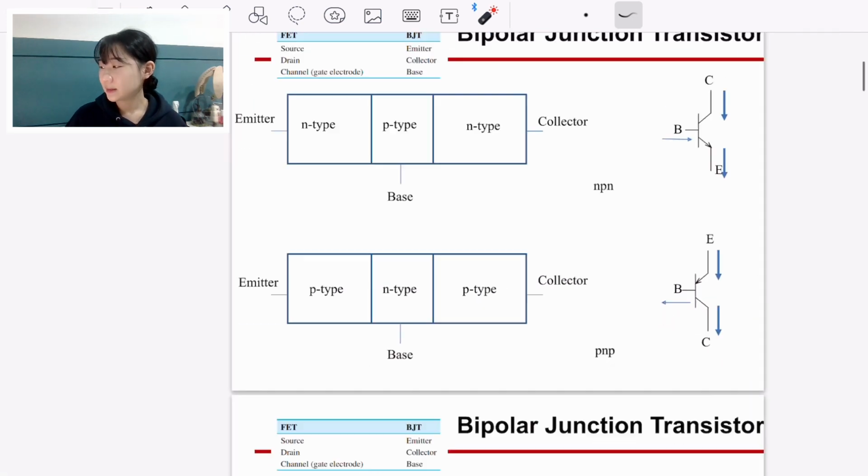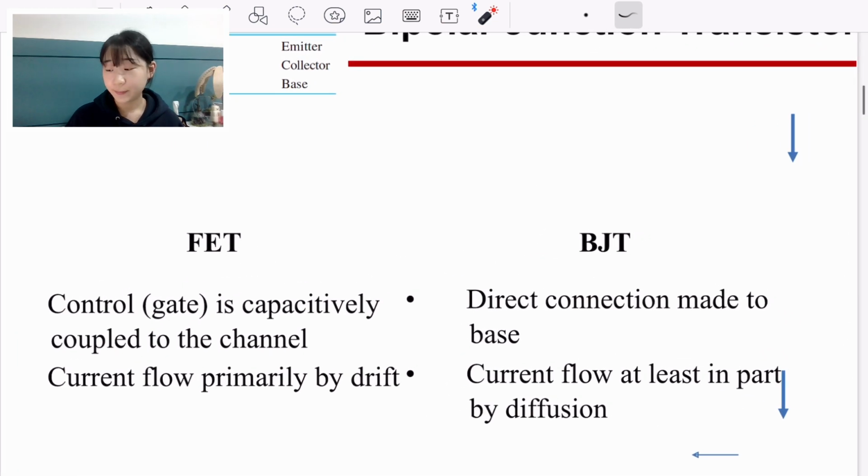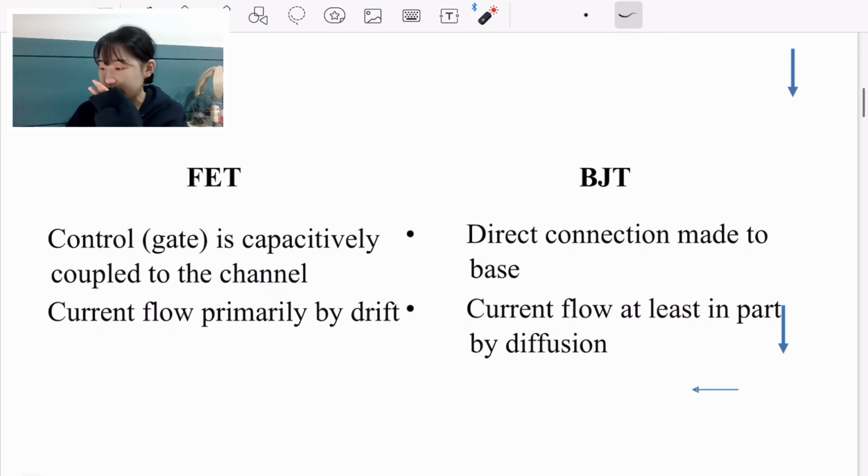And let's see the difference between FET and BJT. FET is field effect transistor that we learned before. The control is capacitively coupled to the channel and current flows primarily by drift. But in BJT, a direct connection is made to the base and current flows at least in part by diffusion.